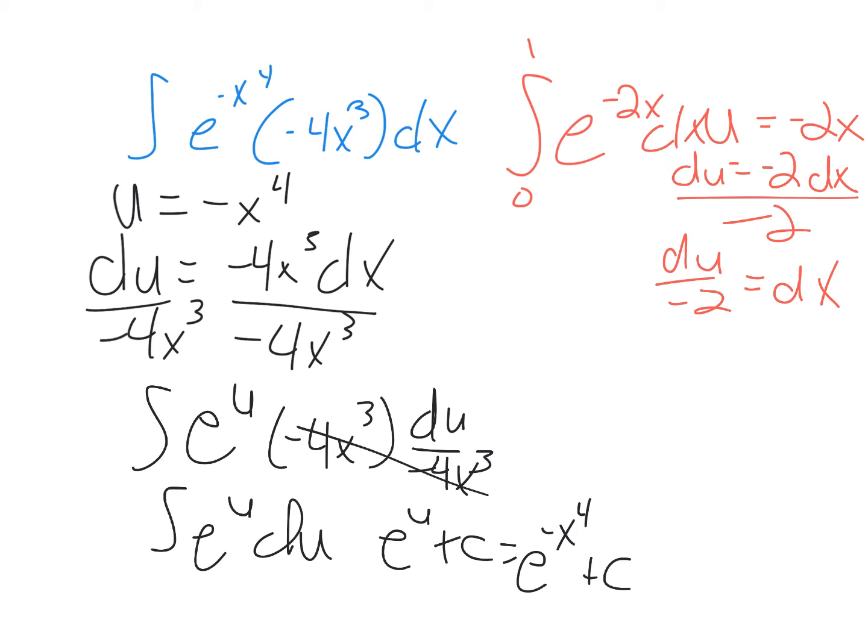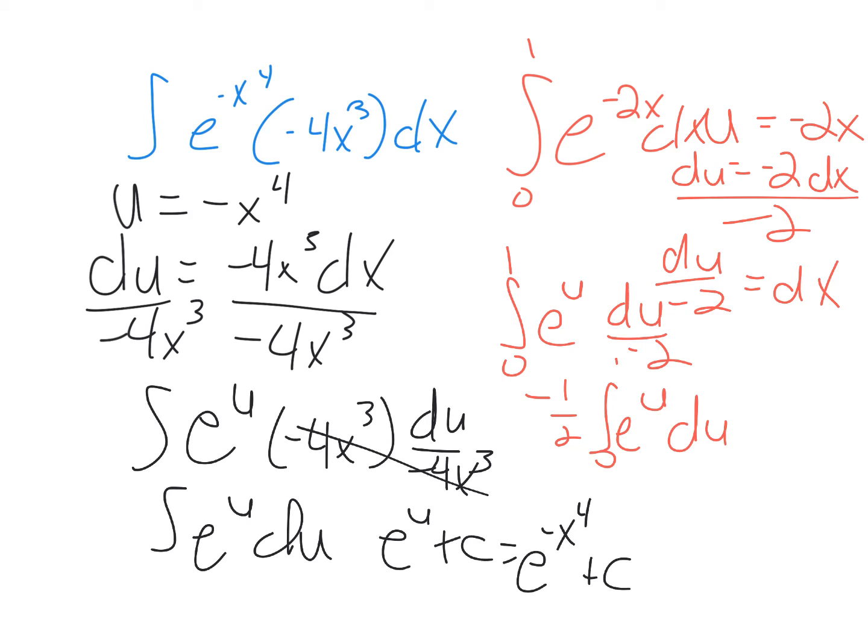Substitute in for dx and for u, so it'd be the integral from 0 to 1 of e to the u, and then we substitute in for dx, so it'd be du over negative 2. To make our integration a little easier, I'm going to move that over negative 2 up front, so we're integrating just e to the power of u du from 0 to 1. Actually integrate it, and you get negative 1/2 e to the u plus c.